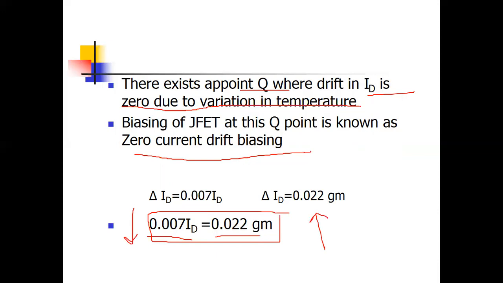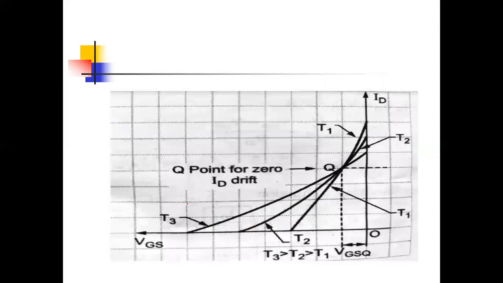The current should be constant. See in this graph, there are different characteristics, but the Q point is constant. For this characteristic, the value of ID will be the same, for this characteristic the value of ID will be the same, and for this one also. So there exists a Q point where the drift in current is 0, which means the current ID is constant while the characteristics are changing.